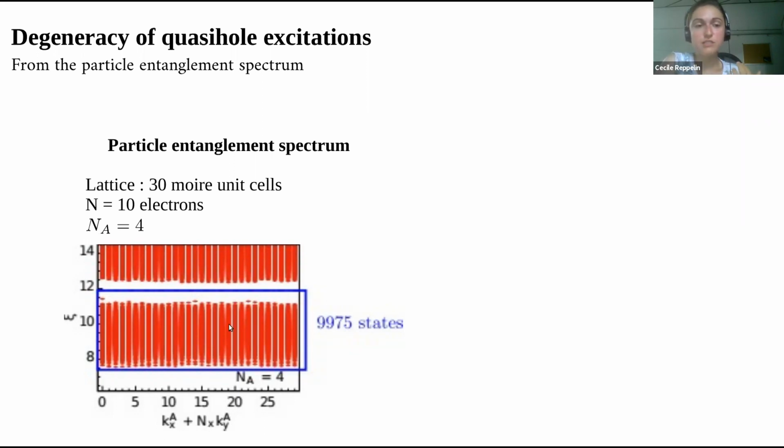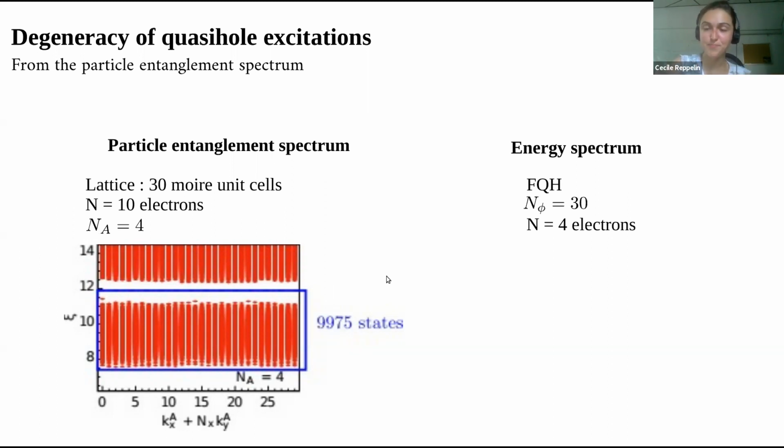But also, what's really important here is that I have a gap in this entanglement spectrum that's marked by the blue line here. And I have some number of states below the gap. That's also given by the Haldane fractional exclusion principle, the 1-3 exclusion principle. And the way to find it is to calculate how many configurations do I have of 4 electrons in 30 flux quanta. So 4 electrons in 30 orbitals that satisfy the 1-3 fractional exclusion principle. Or equivalently, I could also compute the energy spectrum of the fractional quantum Hall system with 4 electrons and 30 flux quanta, and I would get a gapped energy spectrum with the same number of states below the gap as here, so 9,975 states.